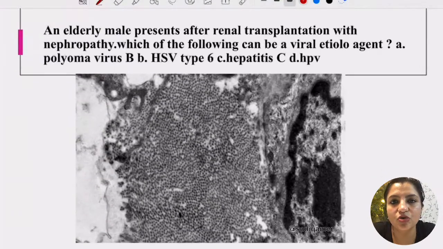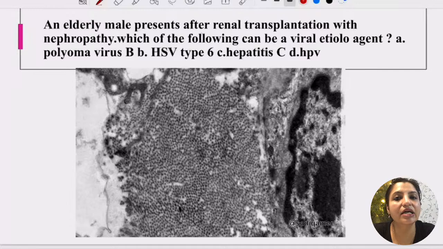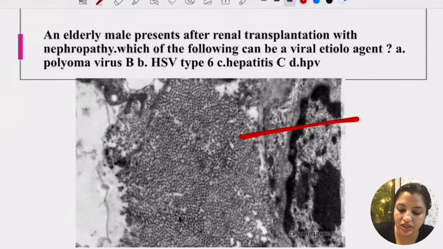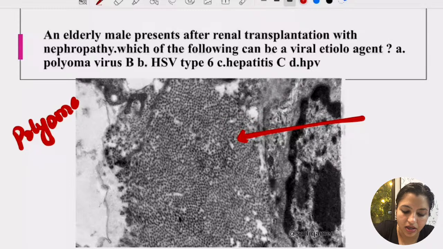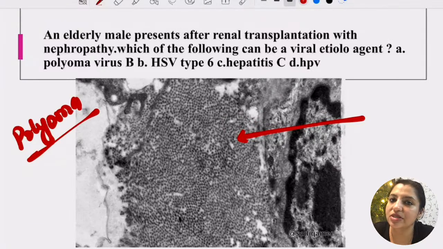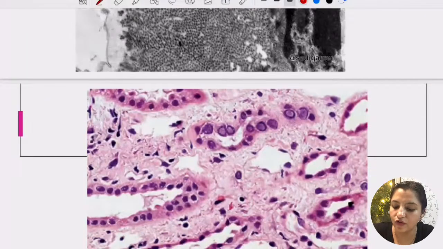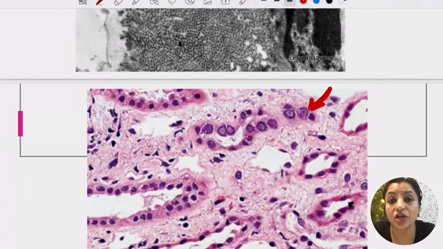So this is an elderly male who presents after renal transplant, and again an electron microscopy is shown. Whenever the tubular cells post transplant show you these changes, these are very typical of polyoma virus, guys. You should always remember it can be polyoma virus, which can be seen on electron microscopy, or on morphology also. You'll be seeing a lot of inclusions in them, so they'll become bigger and start showing these ground glass inclusions. This is very typical of polyoma virus.